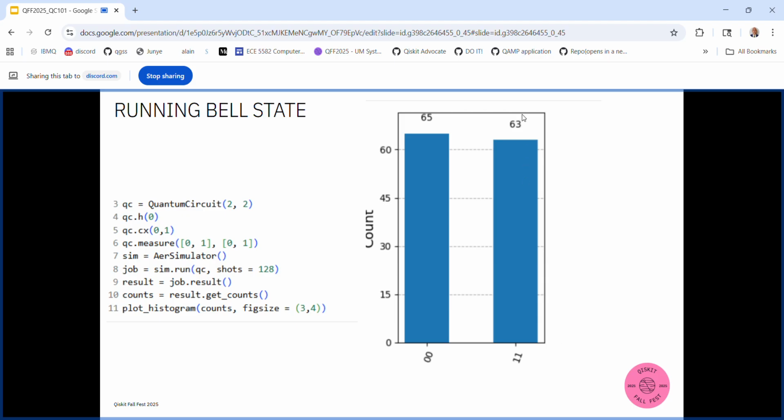We see that we got state 0, 0 65 times, state 1, 1 63 times, but we never got state 0, 1 or 1, 0. If I just placed a Hadamard on this, we would have got a much more even distribution. But because these are entangled and running in that Bell state where these two qubits are connected, if we measure qubit 0 and it's 0, so is qubit 1.